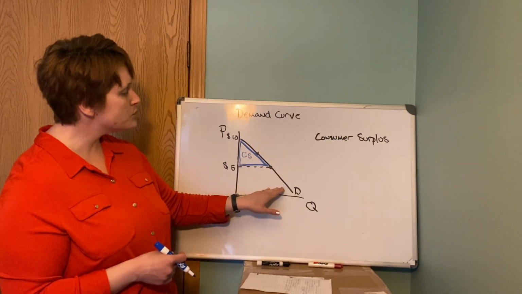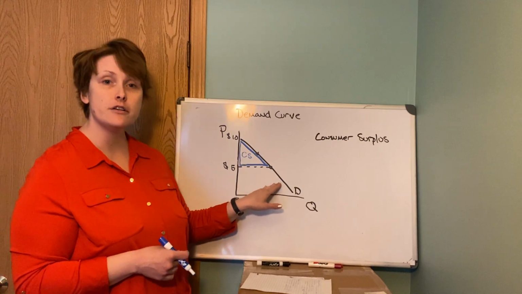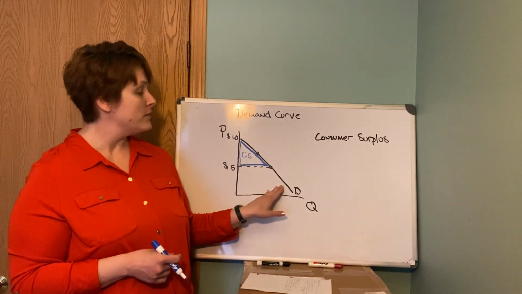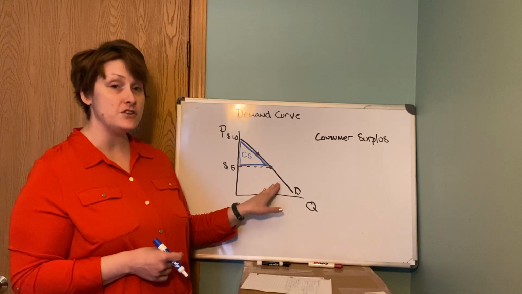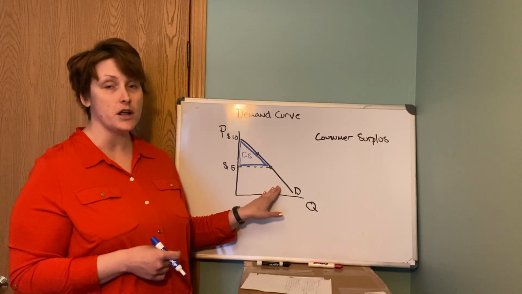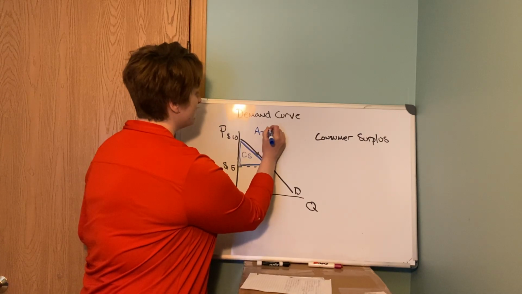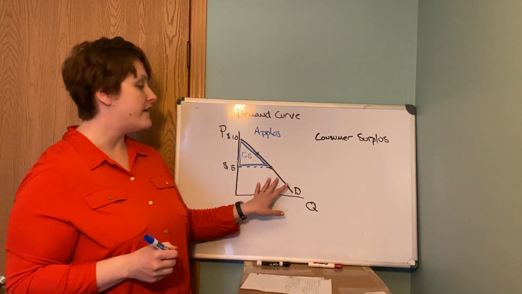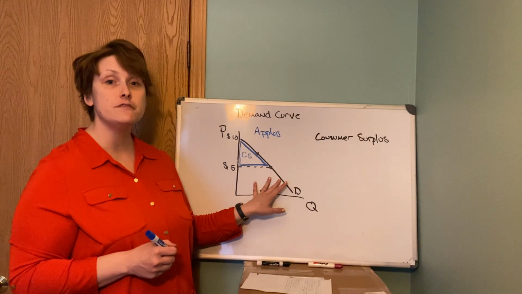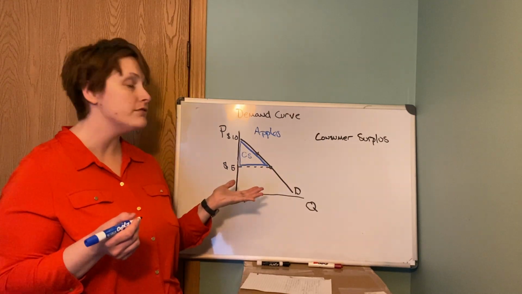Now, this portion down here of the demand curve, they won't participate at all. They do not value whatever market we're looking at. Let's say we're looking at the market for apples. They won't value that highly enough, so they won't participate in that market.